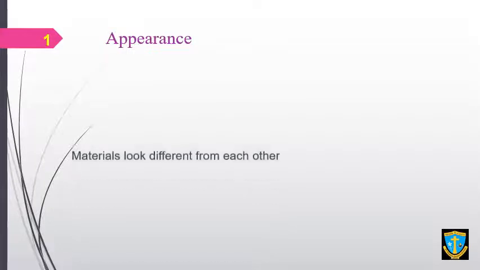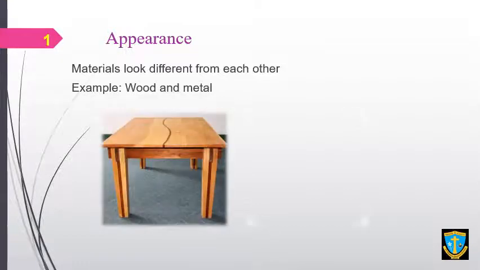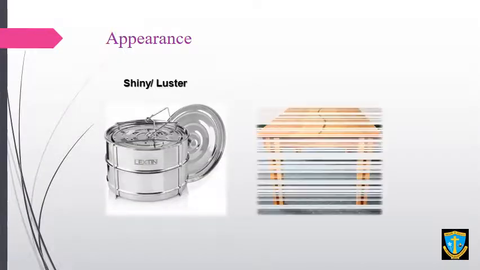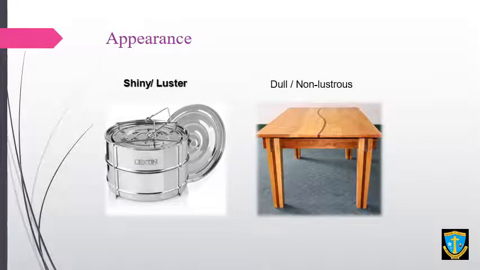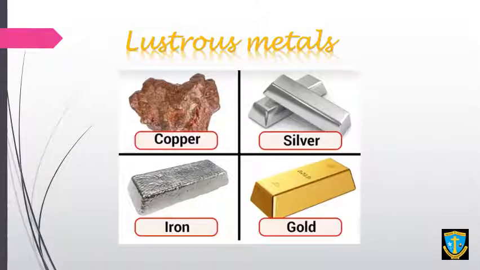The first one, appearance. Materials look different from each other. Like wood and metal, they are different. So depending upon their appearance, we can group them. How? Let's see. We may group them using these two things. If they are shiny or if they are dull, we call the word luster if they have shine. And the other ones which are not shiny or are dull are called non-lustrous, like the wood. Some of the lustrous materials here are copper, silver, iron, gold. They have luster, they have shine.